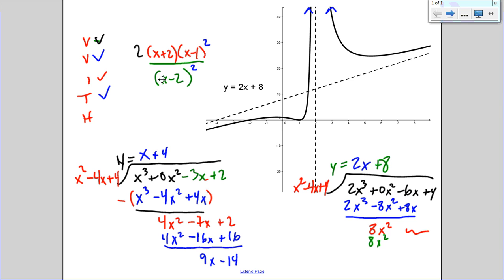And if you checked in your calculator, my function rule would be f of x equals this whole big rational function here, 2 times x plus 2 times x minus 1 squared all over x minus 2 squared. So hopefully this helps with the slant. You do want to get your degree bigger, but then you have to check with the long division to see where your function is, and then you might have a multiplication to adjust where that slant asymptote or oblique asymptote has to be.